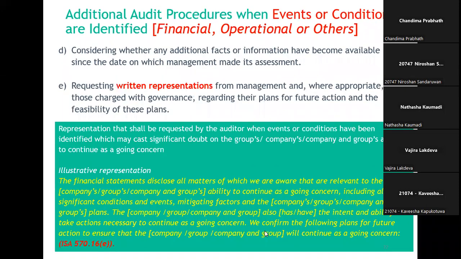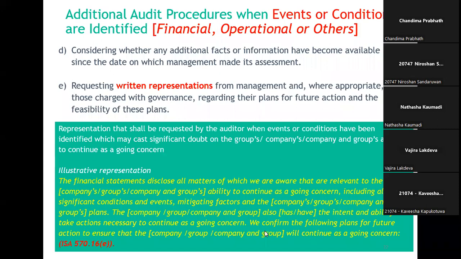Considering whether any additional facts or information have become available since the date on which the management made its assessment. So after the management assessment of going concern, are there any facts or information which may impact it? As an example, a customer has rejected the order or cancelled an order which they had forecasted as revenue. That will impact the going concern assessment, because, as I explained earlier, it is assessed at a point in time.